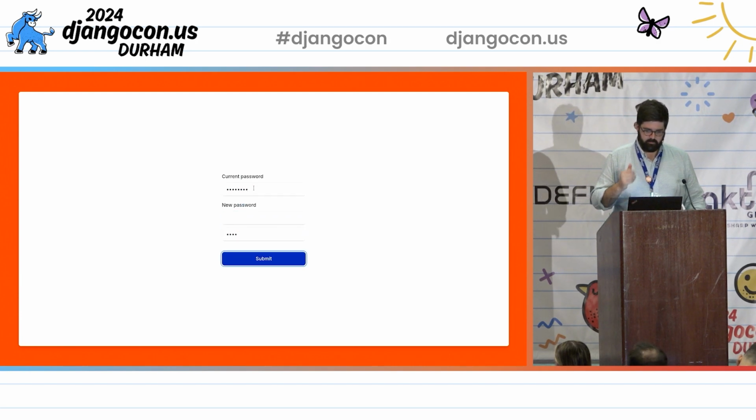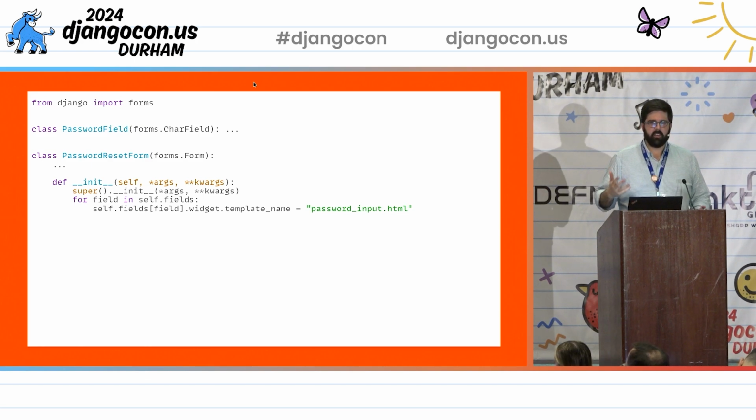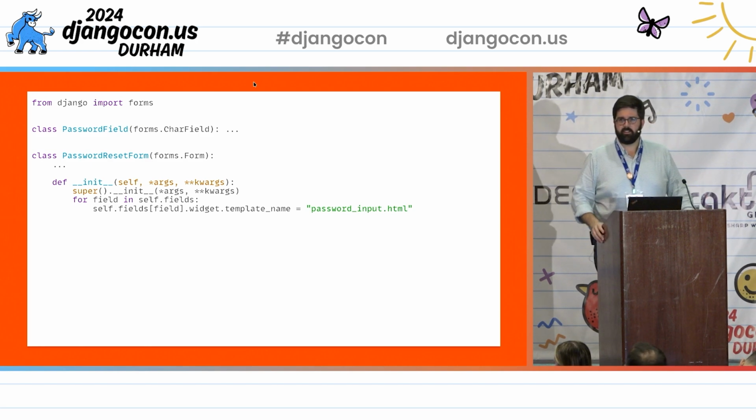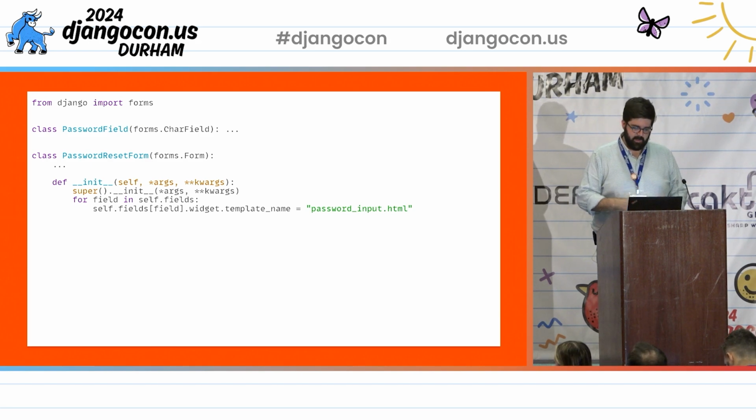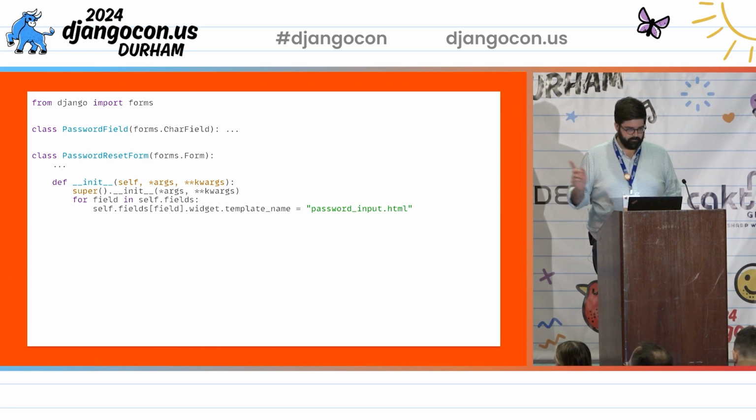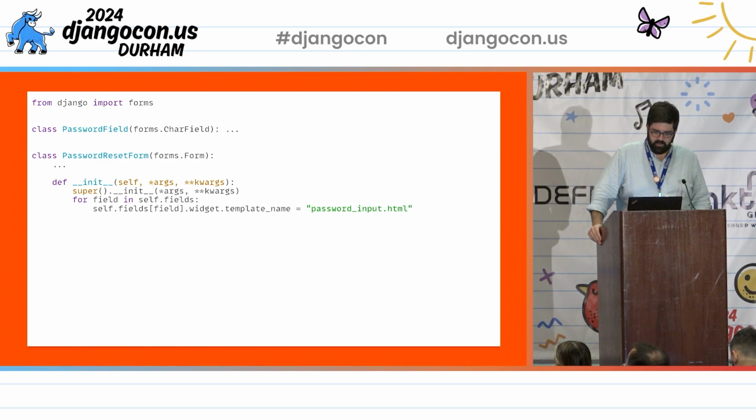Except I don't remember what I just typed. Is that my current password? I don't remember. Wouldn't it be nice if we had a toggle to go between, a nice little eye icon, to make sure I knew that I was typing the right password. So we'll change our widget template to a custom widget template, password input.